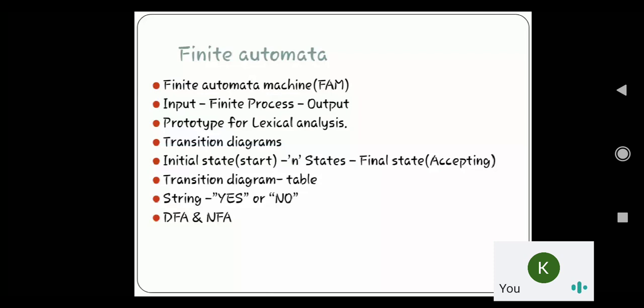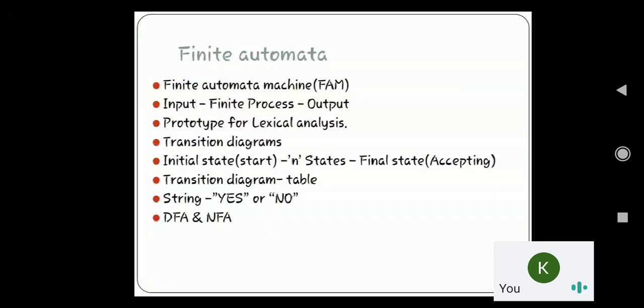So, finite automata machine. Finite in the sense that you will have a specific number of steps. Automata in the sense that it works automatically, and it is a machine which is going to work automatically to a particular extent. That's about finite automata machine.